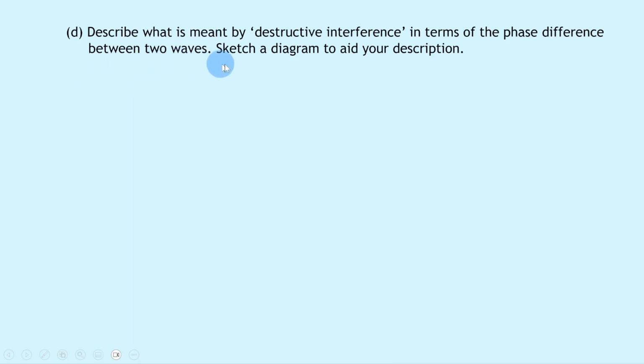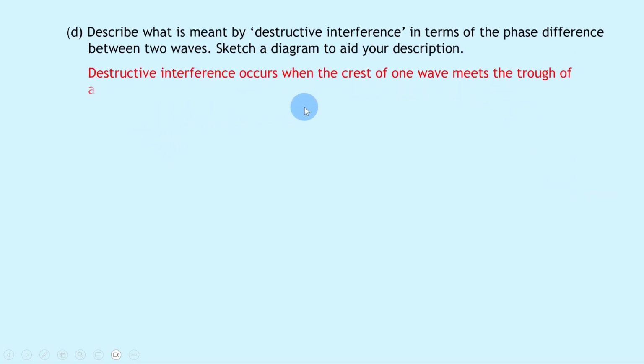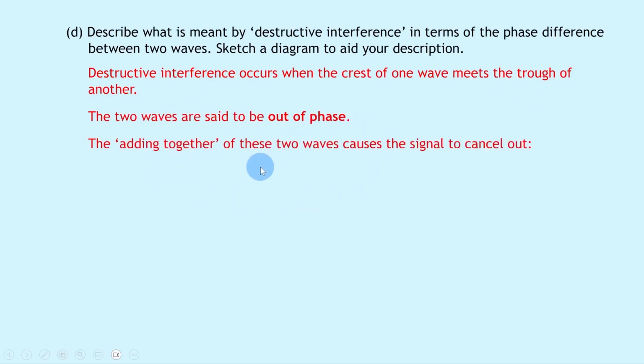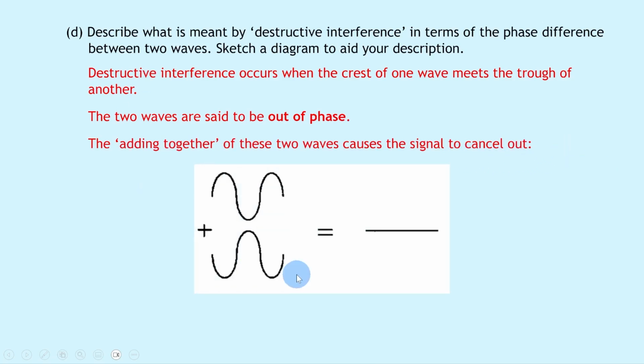Part D then says describe what is meant by destructive interference in terms of the phase difference between two waves. Sketch a diagram to aid your description. Well, this time we can say destructive interference occurs when the crest of one wave meets the trough of another. The two waves are said to be out of phase, and the adding together of these two waves causes the signal to cancel out, i.e. we get a wave of zero amplitude or zero energy. And it looks like this. So if you were to overlap two coherent waves where you've got the crest of one meeting the trough of the other, then you get a wave of zero amplitude, or in a sense, no waves produced.